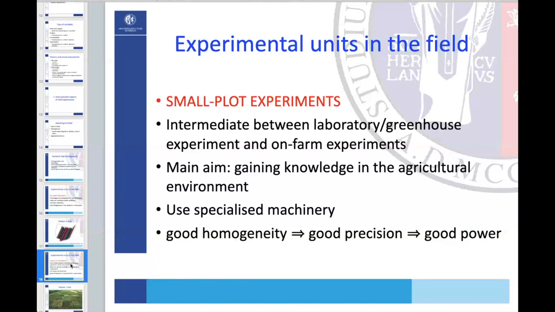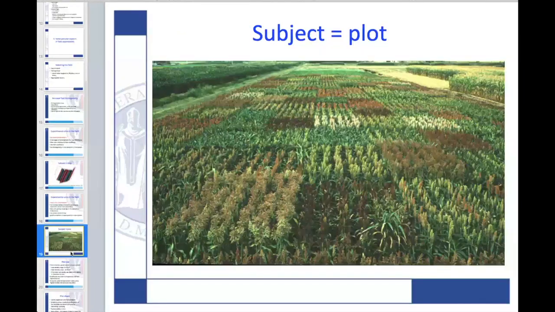Right? So just to show you, this is a small plot experiment. And this is grain sorghum. I don't know whether you know this crop because it's not a very common one, but the picture is nice because you can see the different genotypes, which you can tell by the different types of spikes. And you see different plots with different genotypes, and you can have a feeling for the size of the plots, which I'm going to talk about now.